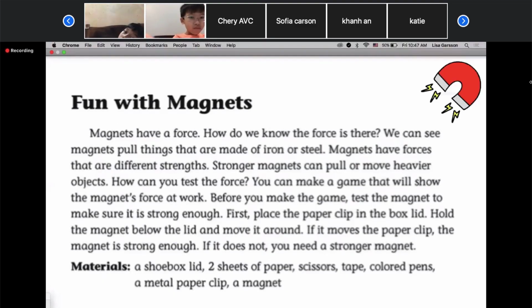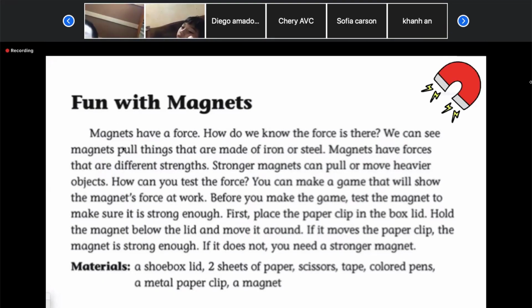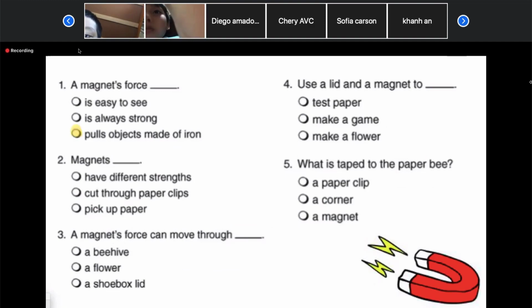Katie, can you tell us? They can pull things made of iron or steel. Okay, so it says magnets pull things that are made of iron or steel. Okay, very good. So a magnet's force can pull objects made of iron. Okay, number two, magnets have different strengths, cut through paper clips, or pick up paper. Let's go back to our story.